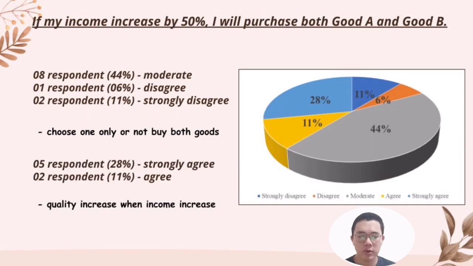The last one is about whether the respondent will purchase both good A and good B if their income increases by 50%. We have 8 respondents moderate, 1 respondent disagree, and 2 strongly disagree with the statement. This is because they may purchase one good only or will not buy both goods because they are not interested in it. Meanwhile, we also have 5 respondents strongly agree and 2 respondents agree with it because they will upgrade to a higher level of quality when their income increases.